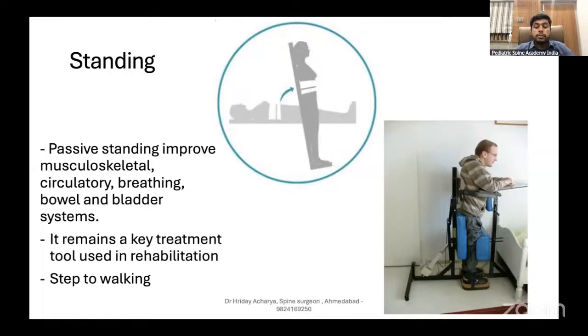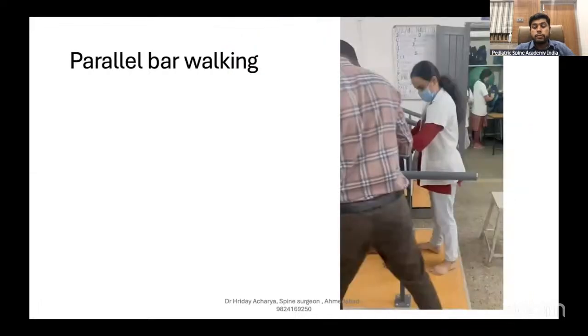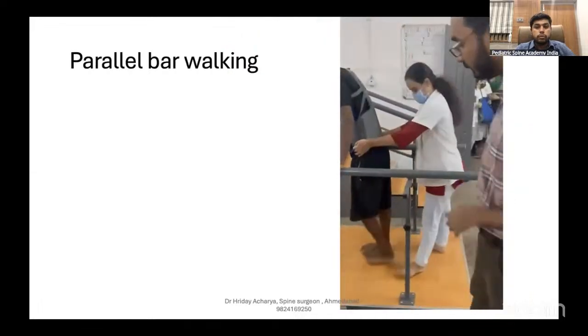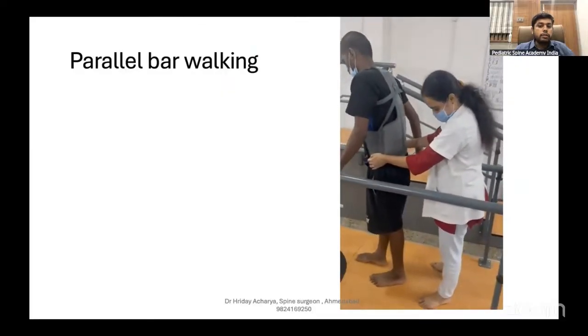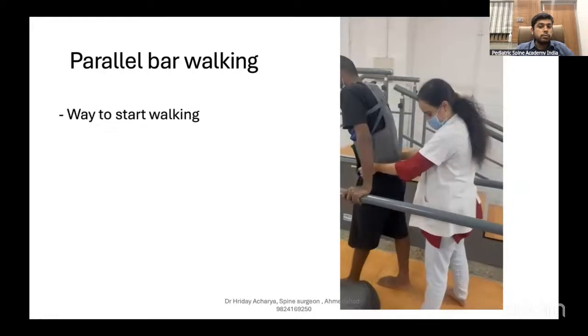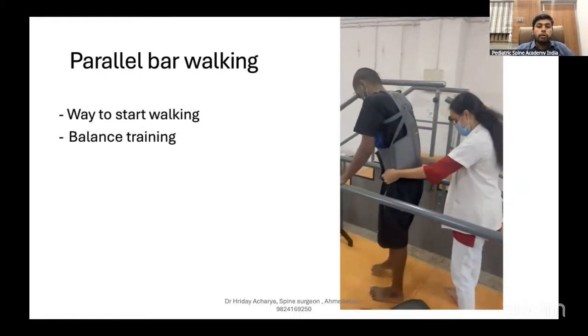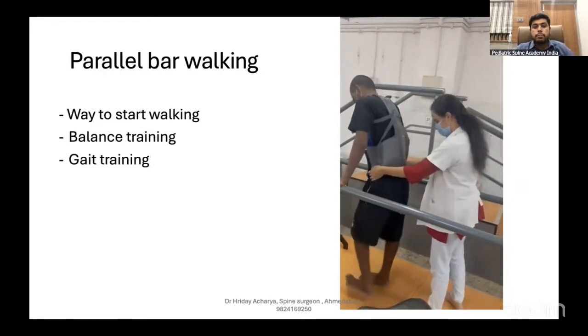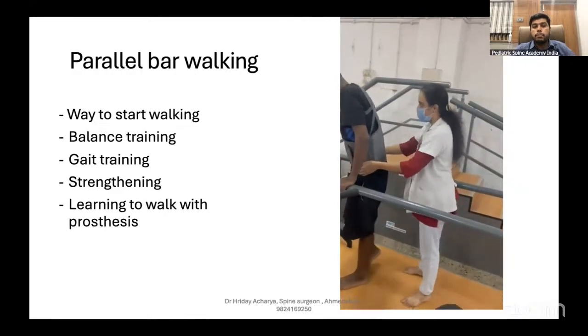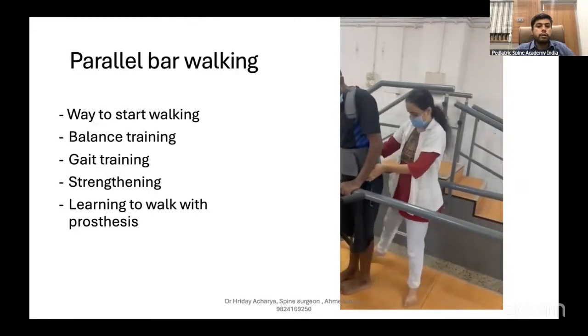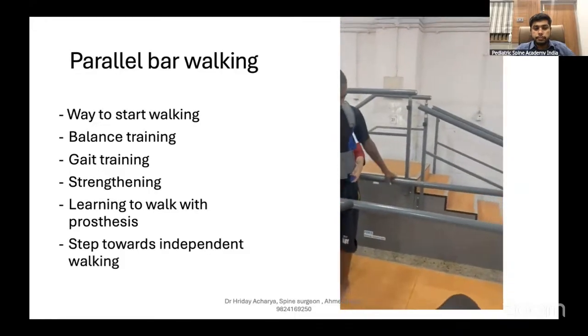And this is the initial thing to walk. If the patient can stand, then they can walk. For example, this is active standing, and this is parallel bar walking, which comes in only after the patient starts to stand. How they start walking, balance is important. There is gait training, strengthening, and learning to walk with a prosthesis. So this is all important about parallel bar walking.